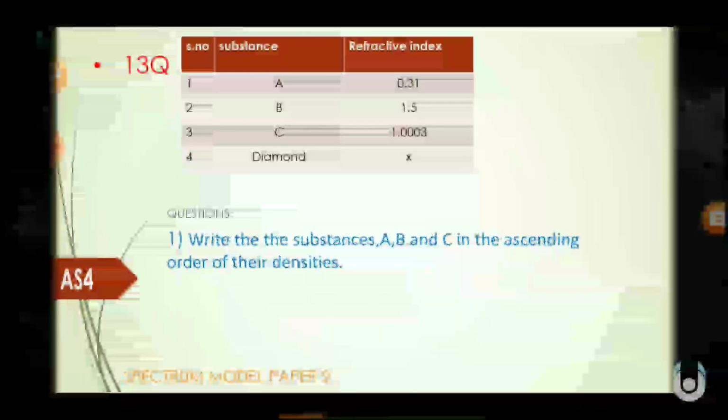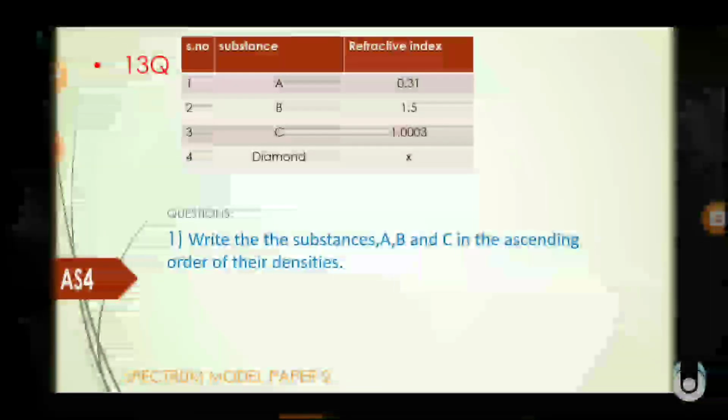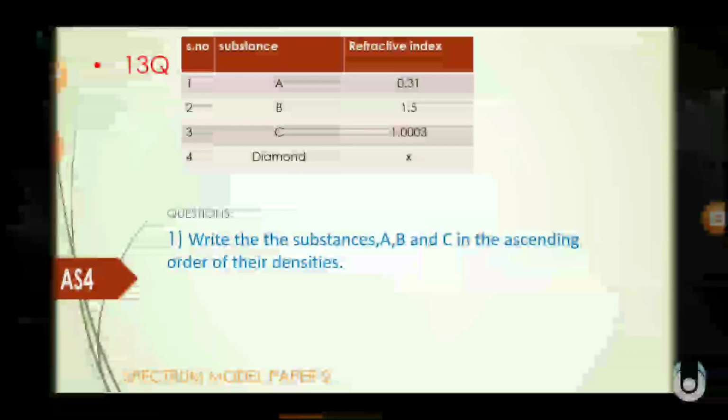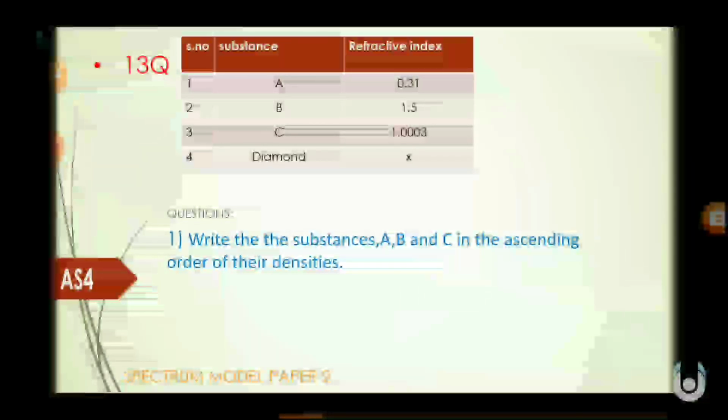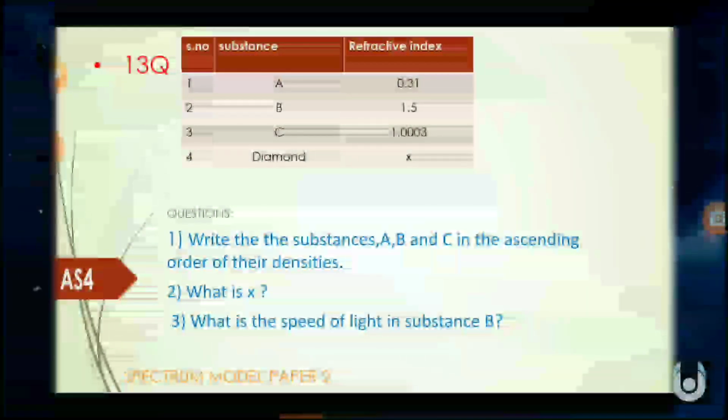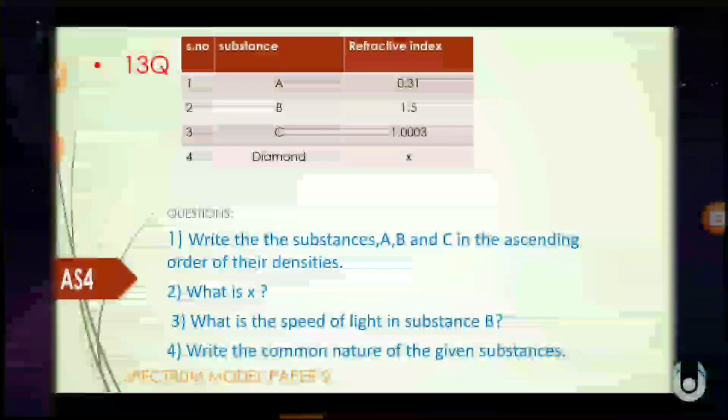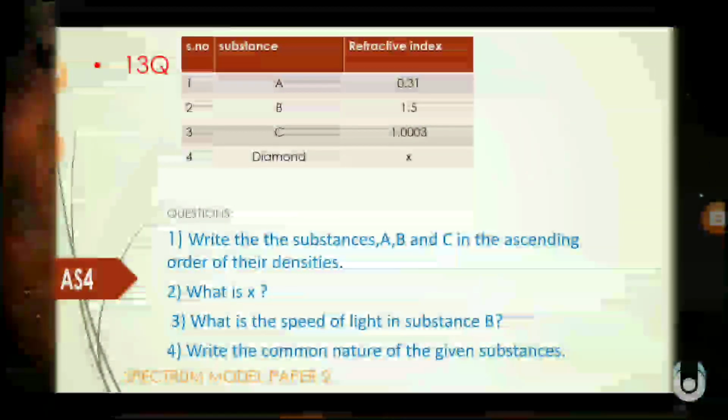That was a 1-mark question. 13th question. Serial number 1, 2, 3, 4; substance A, B, C, and diamond; refractive index 0.31, 1.5, 1.003, and X. Questions. First question: write the substances A, B, C in the ascending order of their densities. Second question: what is X? Third: what is the speed of light in substance B? Fourth: write the common nature of the given substances.